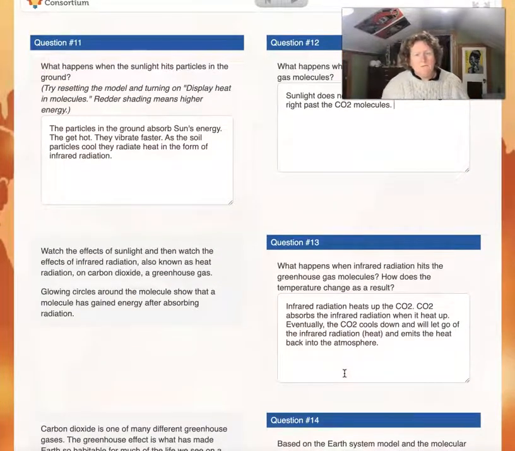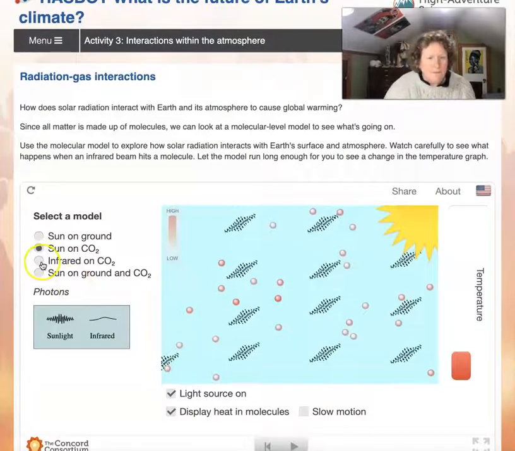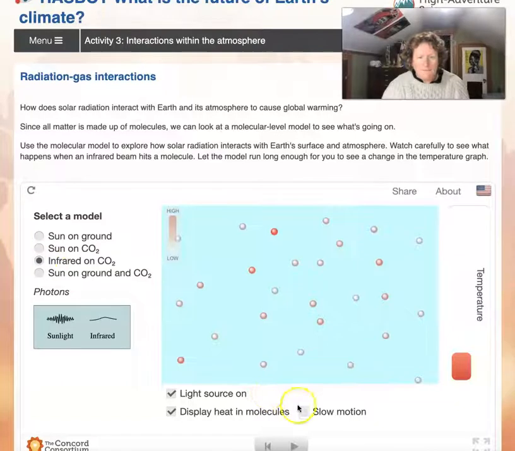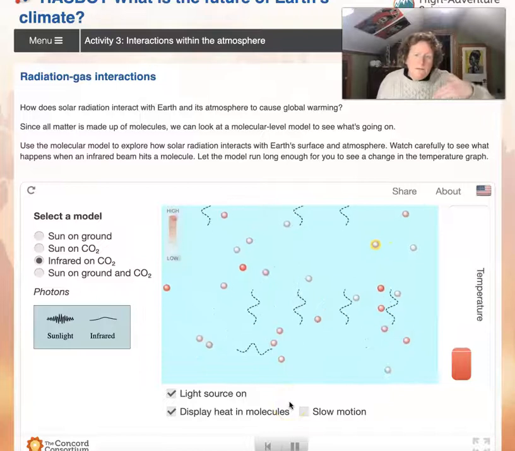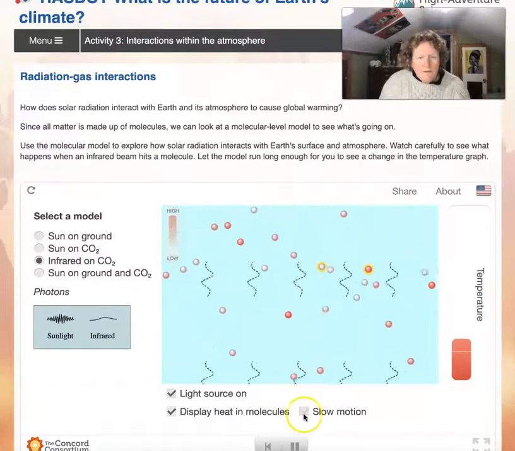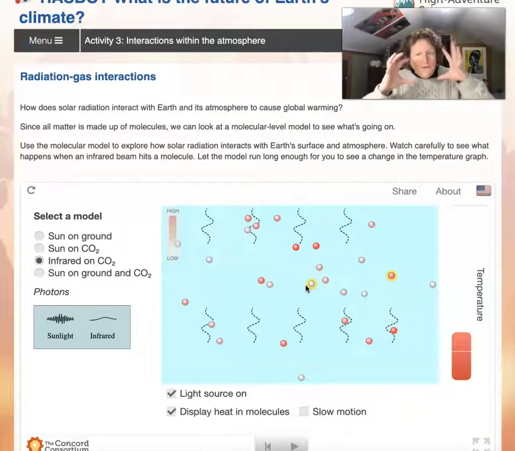So what happens when infrared radiation hits the greenhouse gas molecules? Does the temperature change as a result? Well, let's go watch the greenhouse gas molecules. So here's infrared. Infrared, remember, is heat re-radiated from the ground as it heats up. When that infrared hits one of these particles, you can see that particle heat up. There's a little yellow circle around it. That particle will heat up, and eventually it will re-radiate that heat in a different direction.